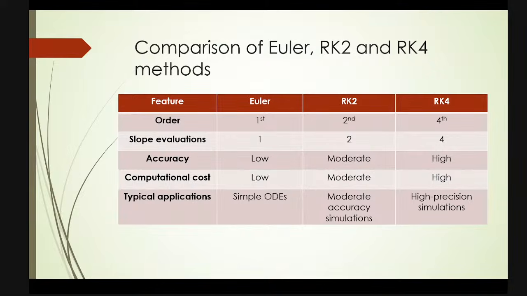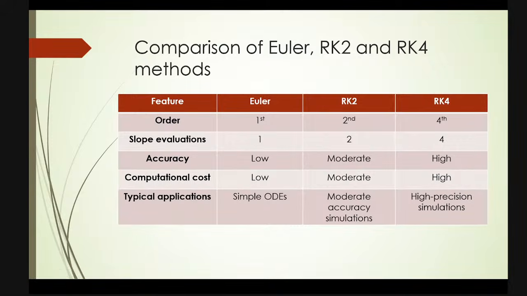Wherever lower accuracy can be accepted, we use the Euler method. Not just where lower accuracy is acceptable, but for some simple ODEs like dy by dx is equal to some constant, the Euler method is sufficient to solve the equation. But wherever we require high accuracy, like in engineering simulations, the RK4 method is more preferable.